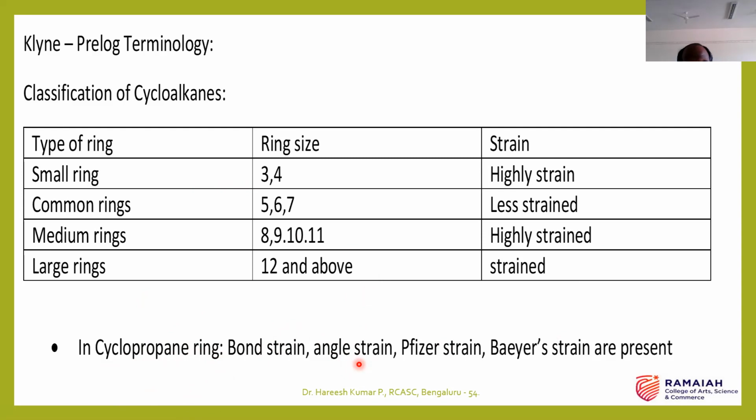Because of this, the 3-membered ring cyclopropane is highly strained, and because of the strain its stability is very low. That means we cannot isolate it. Cyclopropane ring we cannot isolate, but it is possible to isolate triphenyl cyclopropane. That is isolated and also characterized. So cyclopropane alone is not possible to isolate because of this strain. Then we'll go to the next slide.